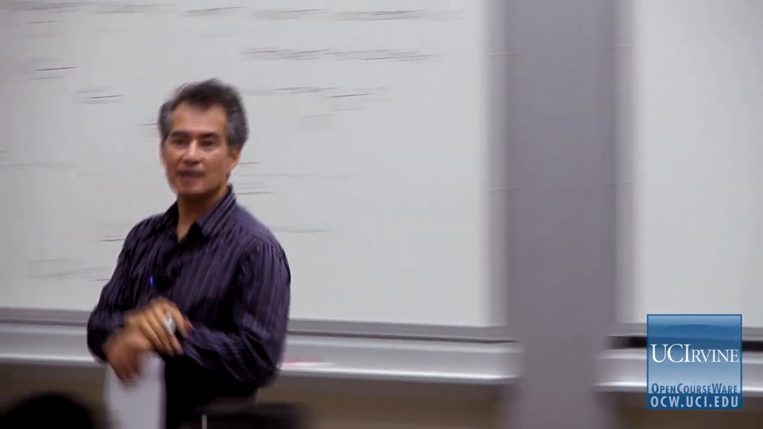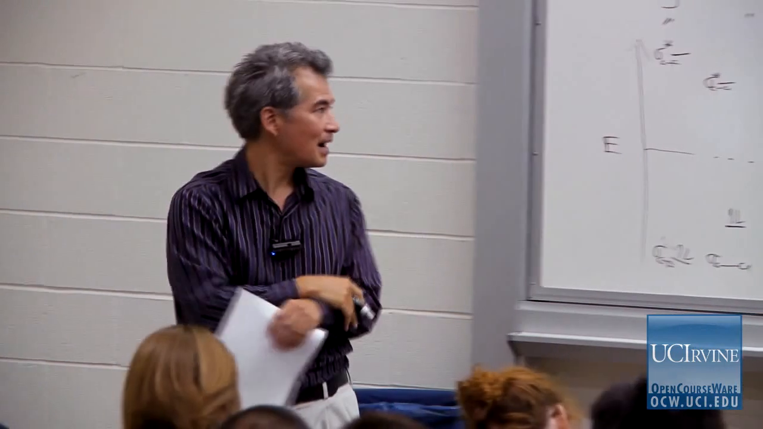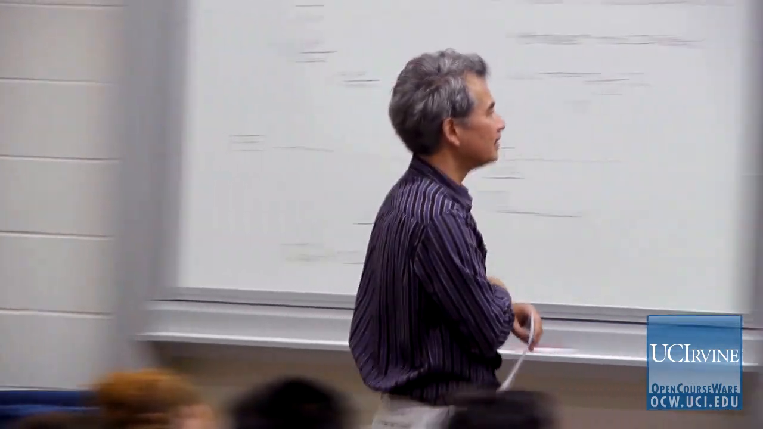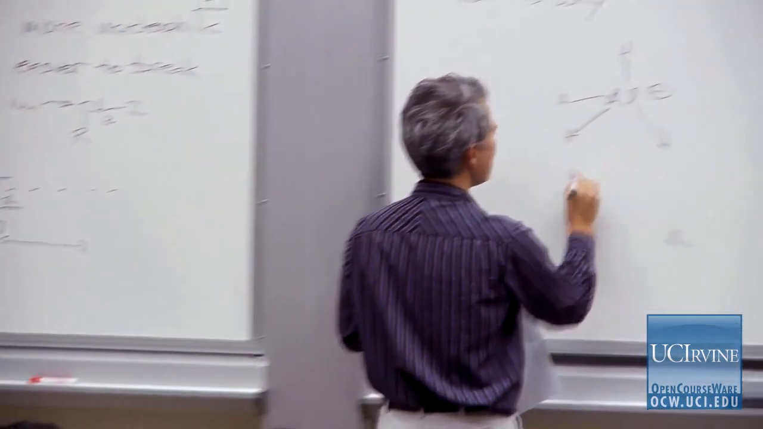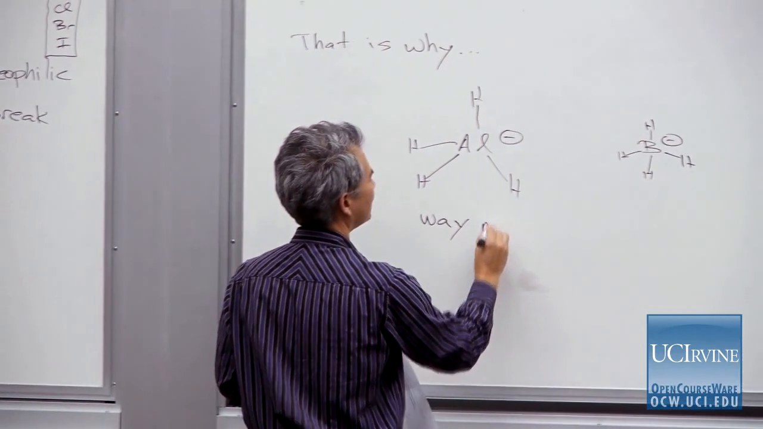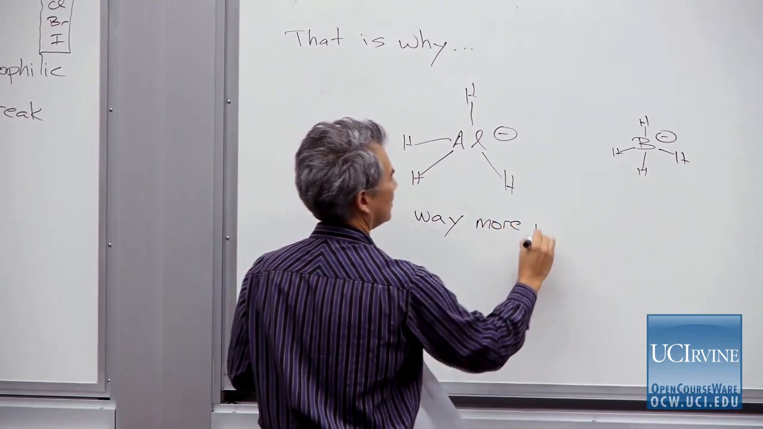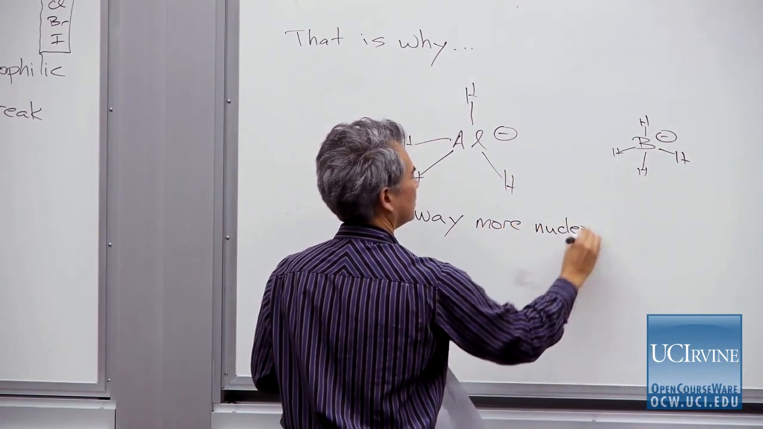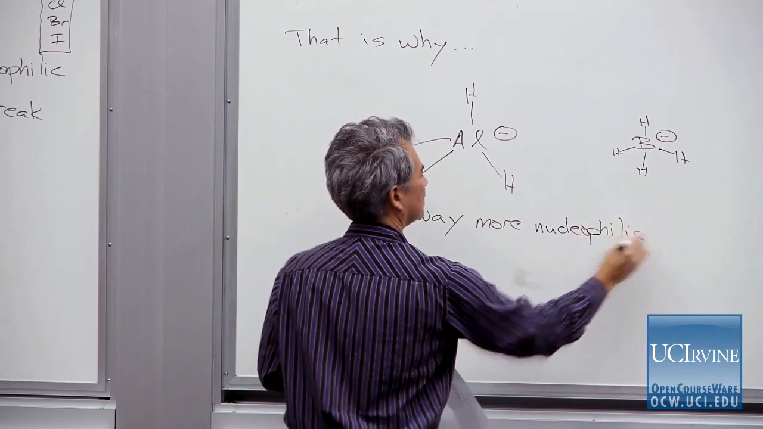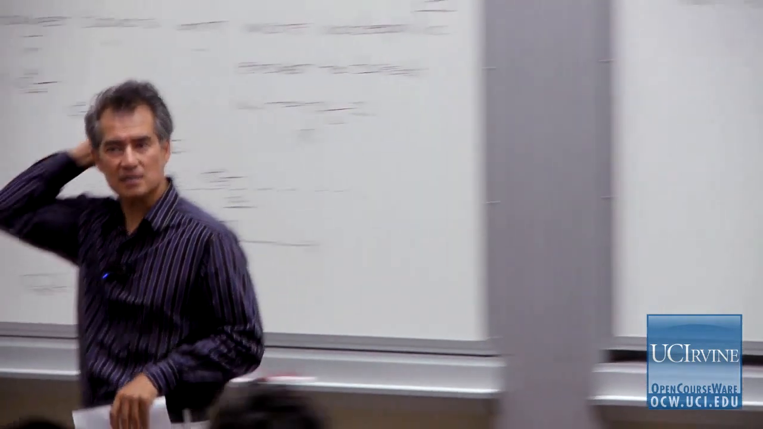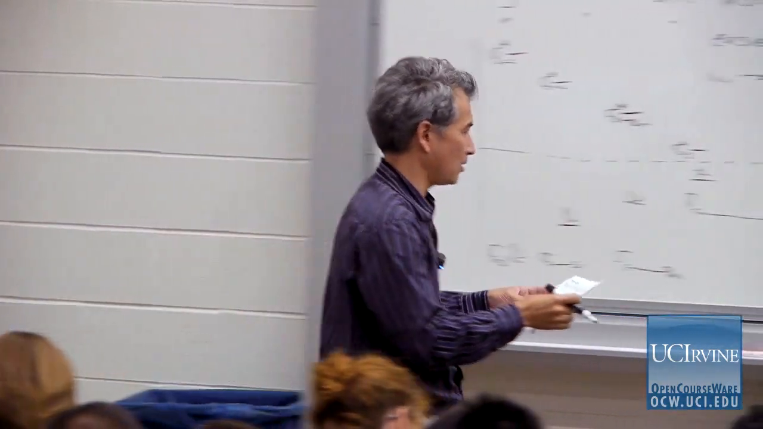The aluminum hydride bonds are more nucleophilic. These bonds are way more nucleophilic. You could have guessed that just by looking at the fact that aluminum is in the third row and boron is the second row.